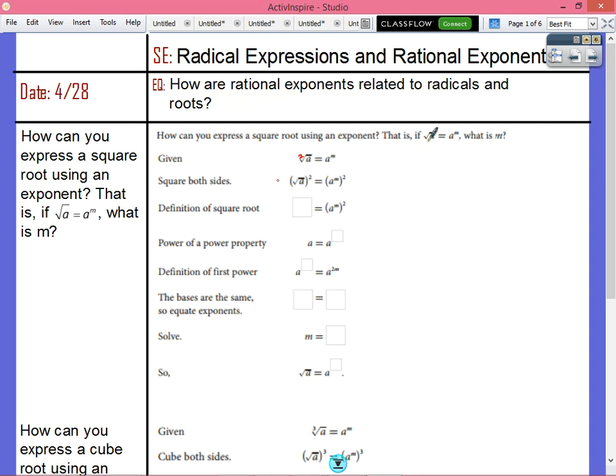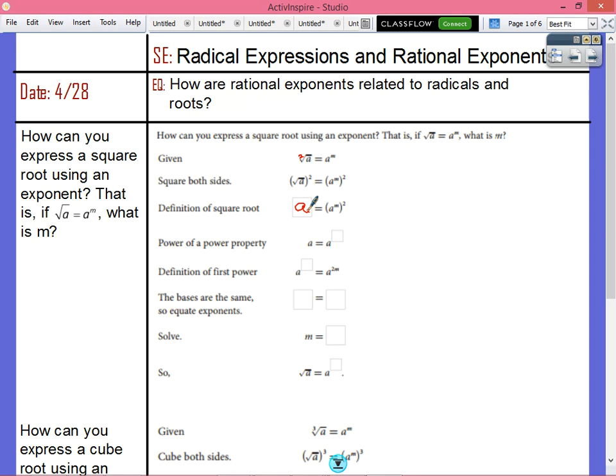Okay, so if we start out with the statement, the square root of a is equal to a to the m, what is m? All right, and these steps would show us what that is. Okay. So first thing we want to do is square both sides. All right. Well, if we square both sides, what is the square root of a squared? What is the square root of something that's being squared? Well, the square root of a squared is just a.